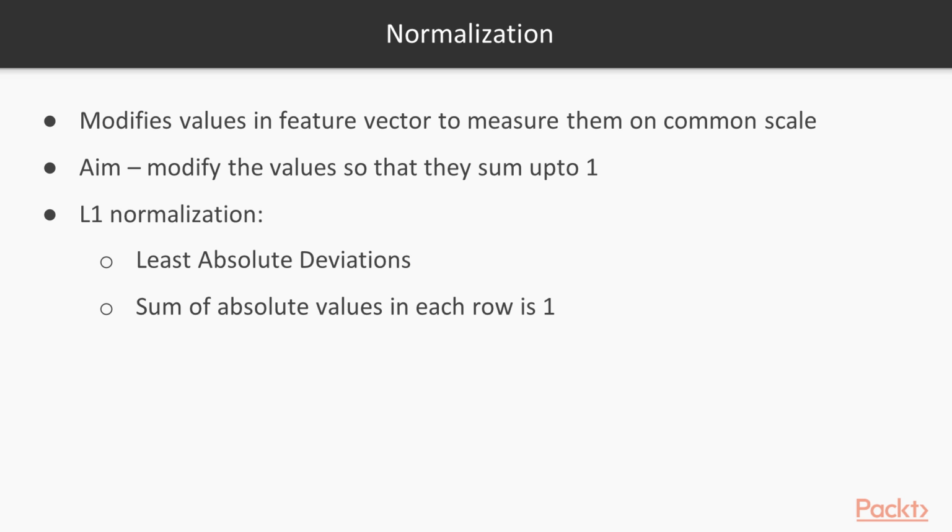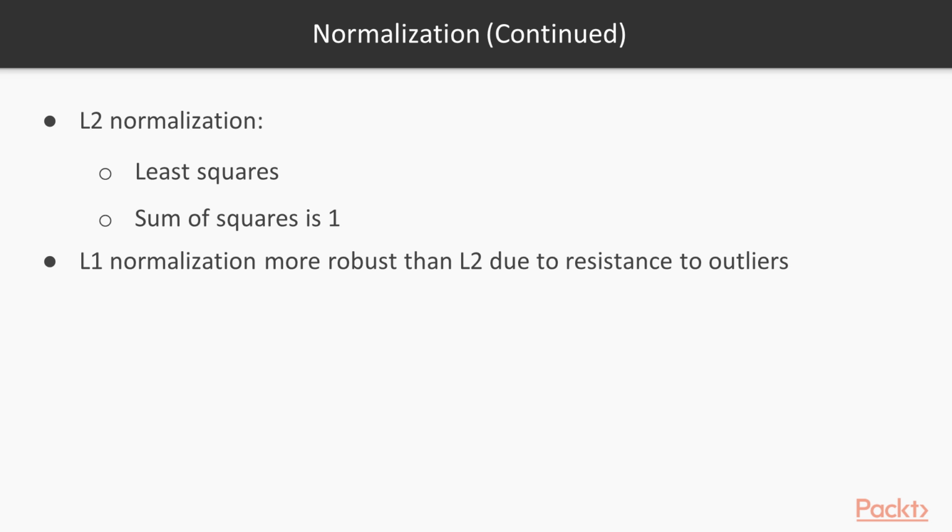We use the process of normalization to modify the values in the feature vector so that we can measure them on a common scale. In machine learning, we use many different forms of normalization. Some of the most common forms of normalization aim to modify the values so that they sum up to 1. L1 normalization, which refers to least absolute deviations, works by making sure that the sum of absolute values is 1 in each row. L2 normalization, which refers to least squares, works by making sure that the sum of squares is 1. In general, L1 normalization technique is considered more robust than L2 normalization technique.